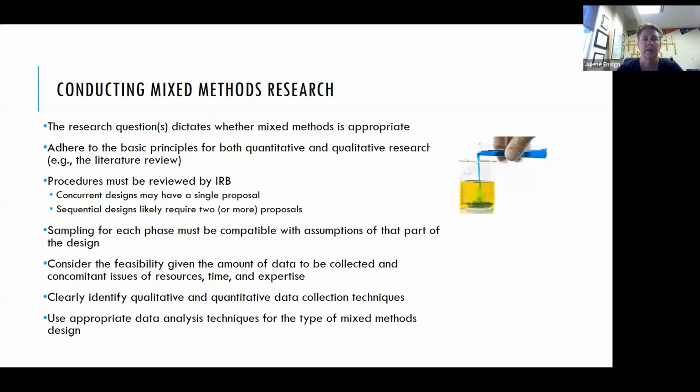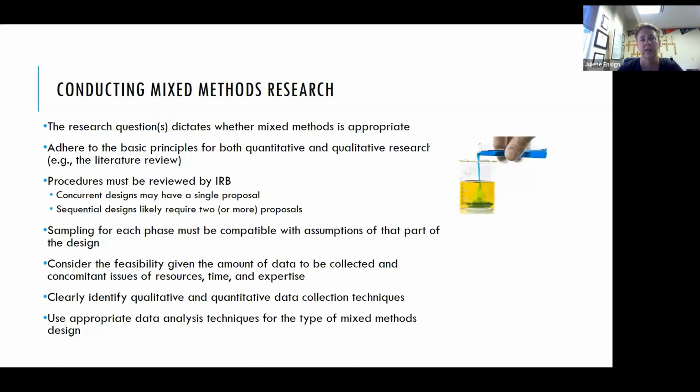The basic principles of research for both quantitative and qualitative have to be respected, and procedures still have to be reviewed by the IRB. In fact, sometimes the IRB is a little bit more complicated because you have to describe in more detail. It's not quite as simple as, I'm only doing this. Usually there are multiple steps or facets to what you're doing.